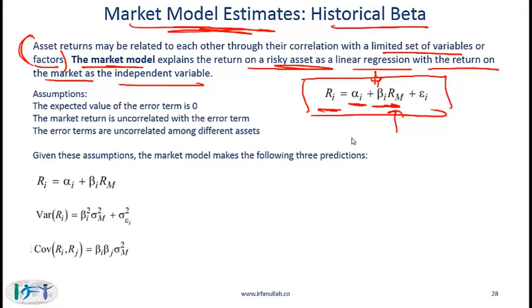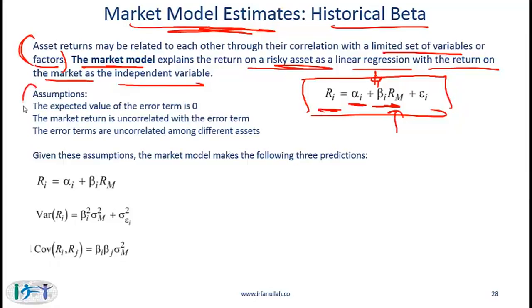So rather than figuring out the covariances and correlations of every asset with every other asset, what we are simply doing is saying that the underlying important factor is the market return. So let's just consider the relationship between a given stock's return with the market return. So that is the huge simplification that happens through the market model.